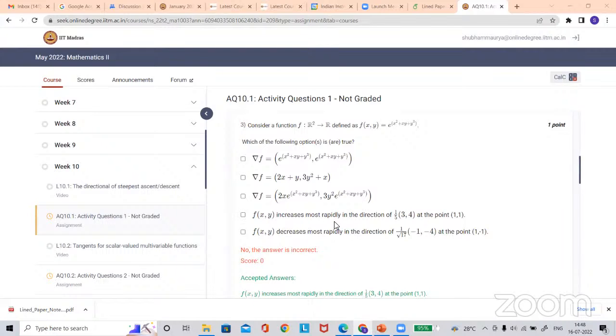What we mean by most rapidly increasing in this direction at this point? How to find it? Or maybe most rapidly decreasing in this direction at this point. How to find it? I can't find it. So how are you doing, Ajay? I only did the partial derivative. Then I can't go further.